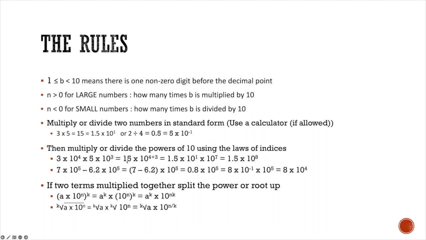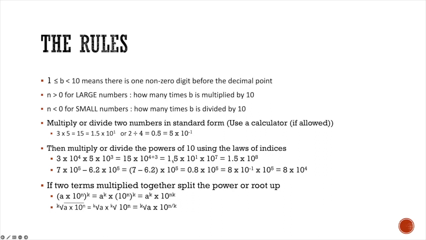3 into 5 is 15. This 10 to the power 4, 10 to the power 3, the base is same. Then indices we have to add together. So 15, 10 to the power 4 plus 3. We have to put the decimal after non-zero value. So we have to put the decimal here.